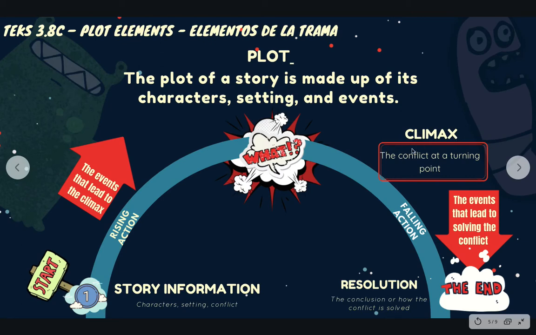And then here the climax is the conflict at a turning point, like, oh, something is going to happen. Then the events lead you to the solving of the conflict, the action falls, and you have your resolution, the conclusion or how the conflict is solved, and finally you have your happy ending or sometimes not that happy.